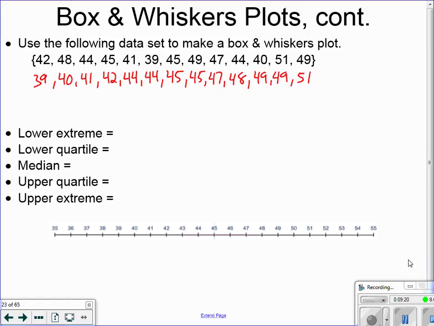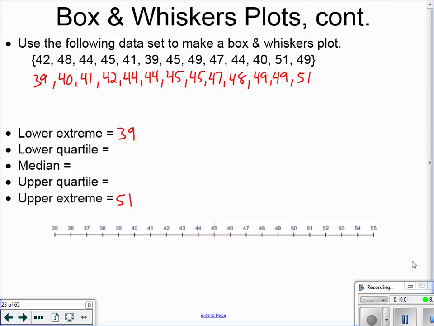All right, what we're going to do now is make a box and whiskers plot based off this data that we have at the top of the page. So the first thing we need to do is put the data in order, which I've already done. So once I have it in order, it's really easy to identify the lower extreme and the upper extreme. It's just the lower extreme is the lowest number, upper extreme is the highest number.